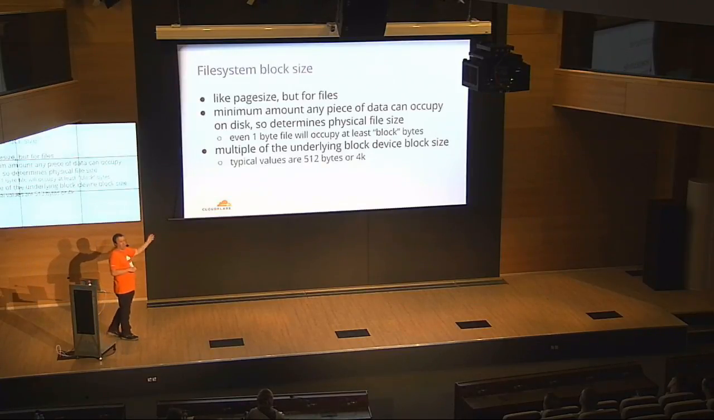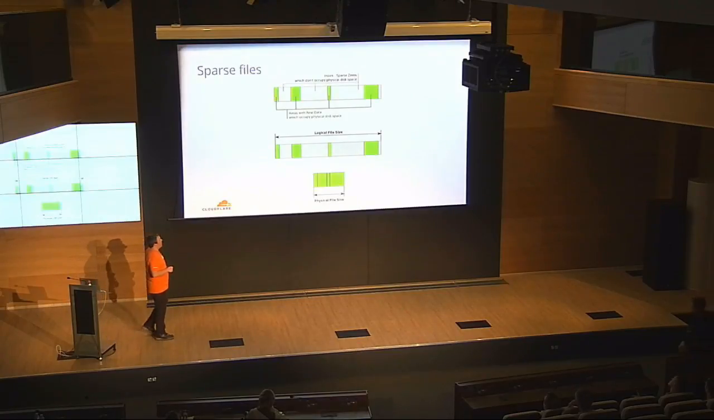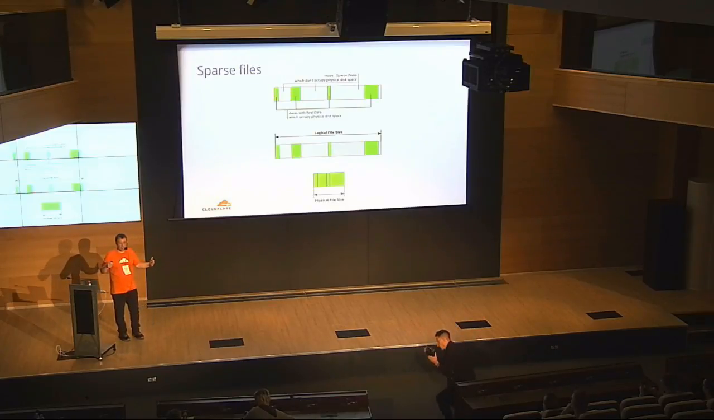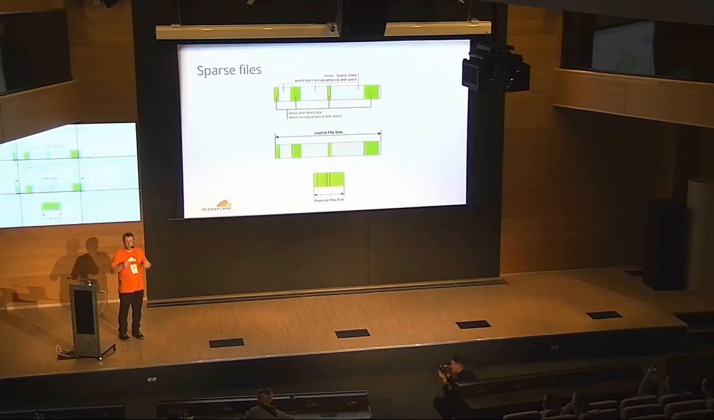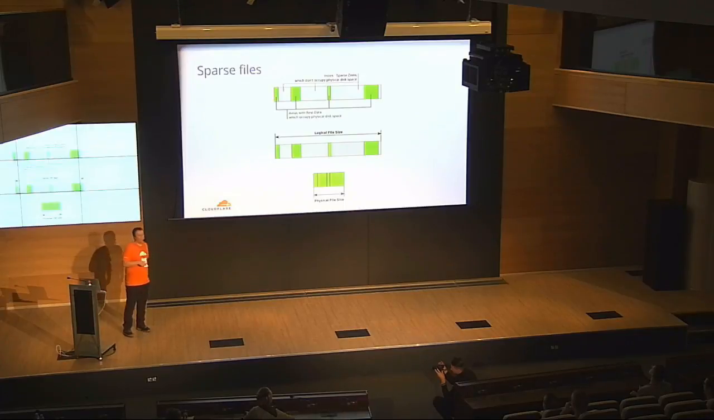And most of the time you don't have to care about the file system block size, except for sparse files. Anyone here who doesn't know what a sparse file is? Oh, good. A sparse file is a large file which is mostly empty. It has a lot of continuous zeros in it. In most cases, the physical file size is always larger than the logical size, because 1 byte occupies at least a block of bytes, right? Except for sparse files. For those, file systems are smart enough to recognize that the file contains a lot of zeros, and they don't store the actual zeros on disk. They just store a marker saying, okay, this range is zeros. So in this case, the physical file size is actually smaller than the logical file size.